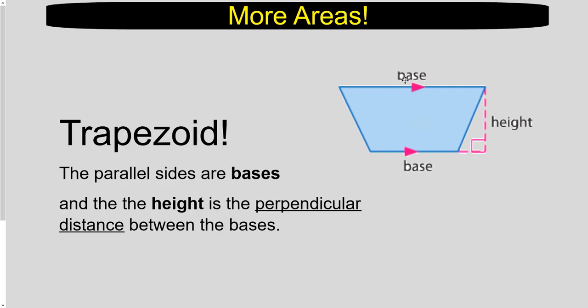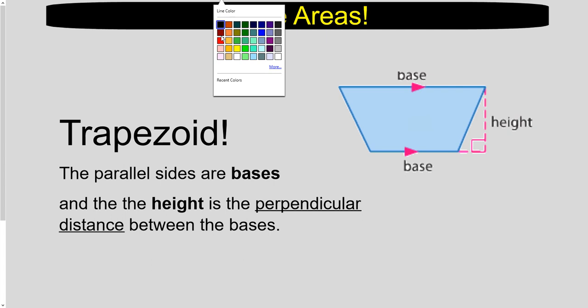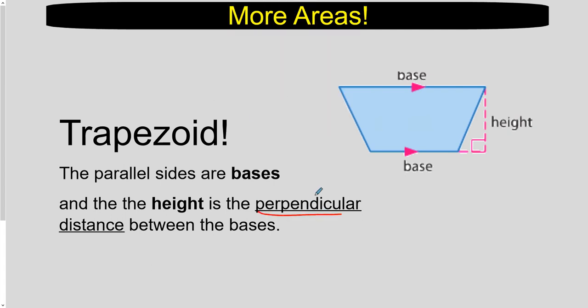Those parallel sides are called bases. The height is the perpendicular distance between those bases. You're going to see a lot as we get deeper and deeper into this geometry that distance needs to be perpendicular when we talk about the distance between two different things. That's going to come up even more when we talk about distances between points and lines. But whenever we talk about distances, we're always talking about the perpendicular distance, unless it's specifically otherwise described.